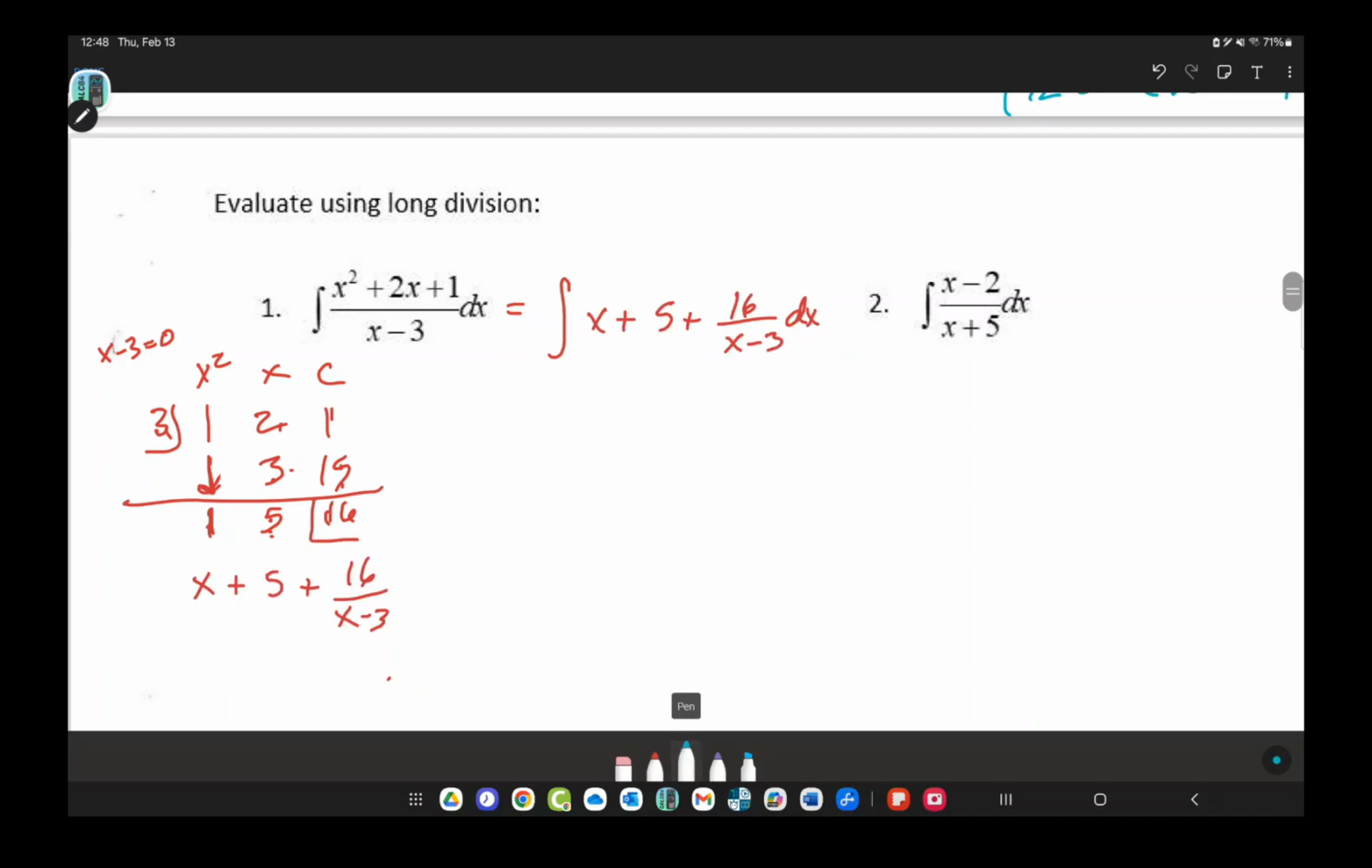Now the reason why we do that is, what's the integral of x? x squared over 2. What's the integral of 5? 5x. What is the integral of 16 over x minus 3? Remember, if x is in the denominator, it's natural log. And you don't have to worry about the chain rule in this one. Why don't we have to worry about the chain rule? Because the derivative of x minus 3 is just 1. So we don't have to worry about the chain here. No substitution needed. That's it.